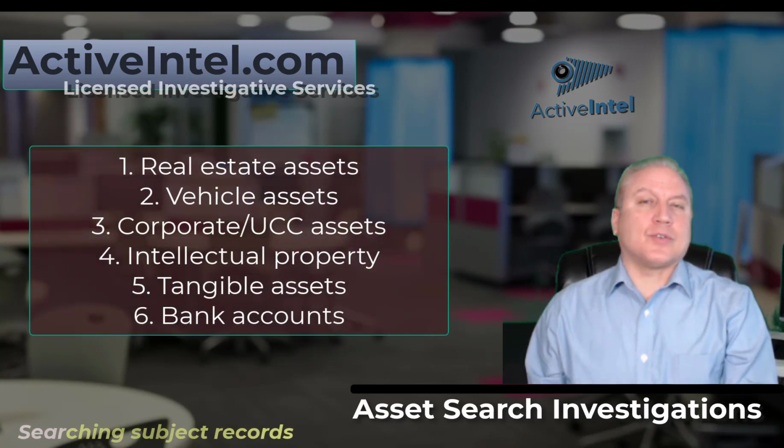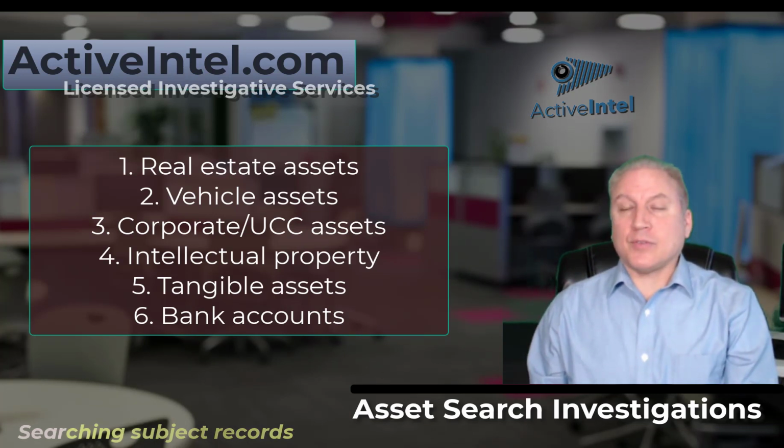And the way an asset search is done is by categorizing all the different types of asset classes and doing a search within each one. For example, there are assets that may be bank accounts, there may be real estate, there may be vehicles. There's also intellectual property assets such as websites, trademarks, domain names, even things like DBA, fictitious names. Those could be valuable assets.